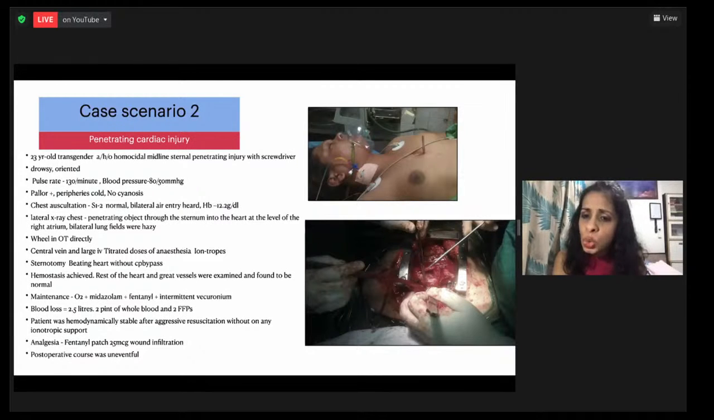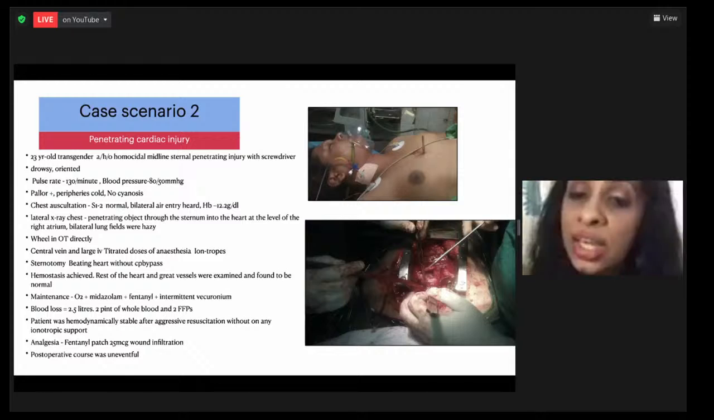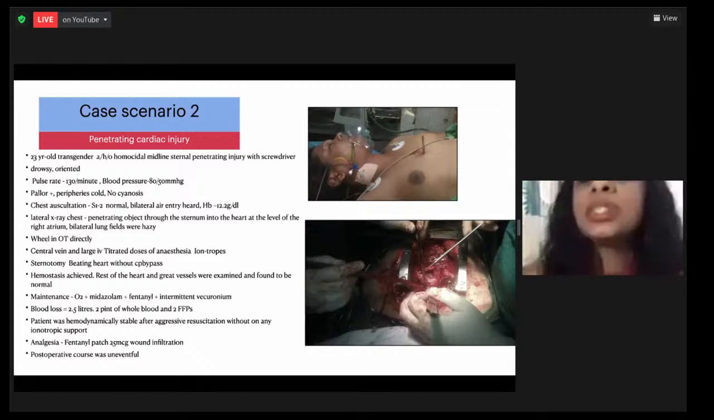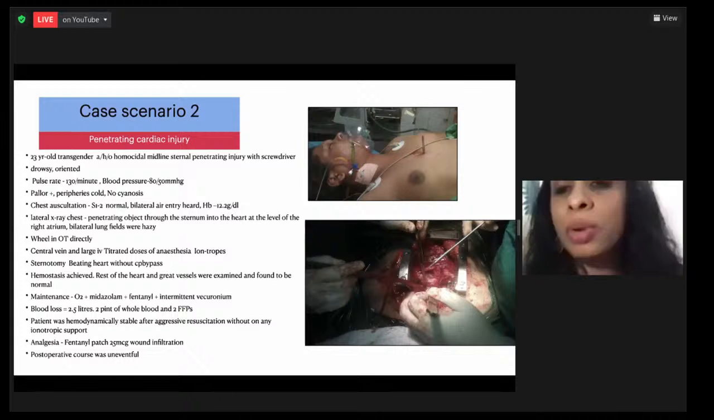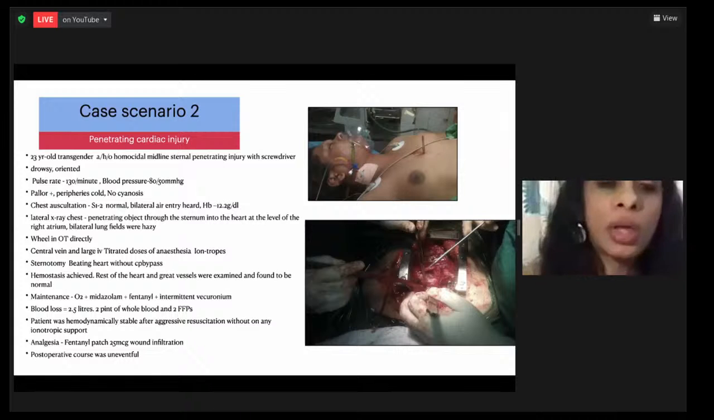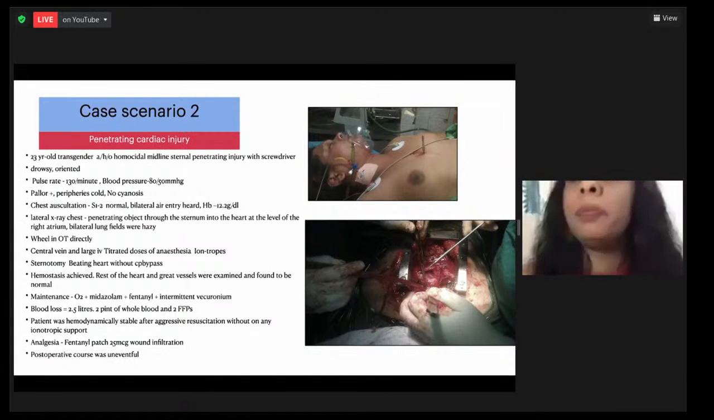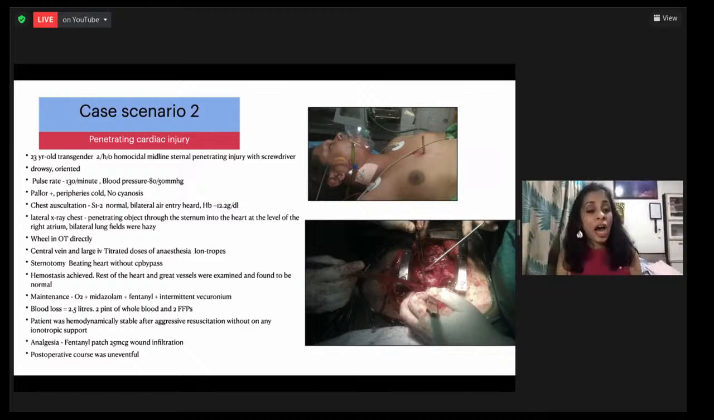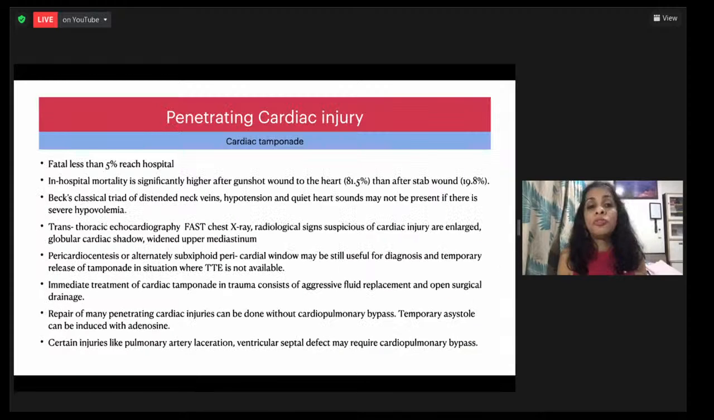You can see that the screwdriver was in situ. We did not remove it, and while they were taking a purse string, that's the time it slipped out and there was a gush of blood. Again, we had to do aggressive resuscitation, but the patient was young. He survived. There was blood loss of around 2.5 liters. Blood and blood products were given. He was extubated on table, and he was given pain relief with a fentanyl patch and wound infiltration.